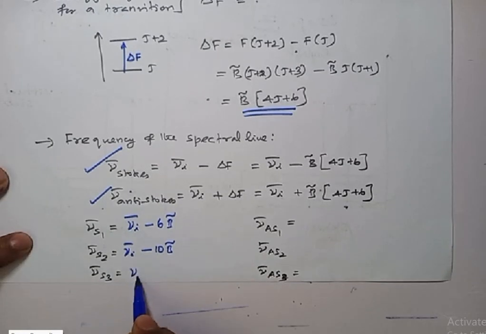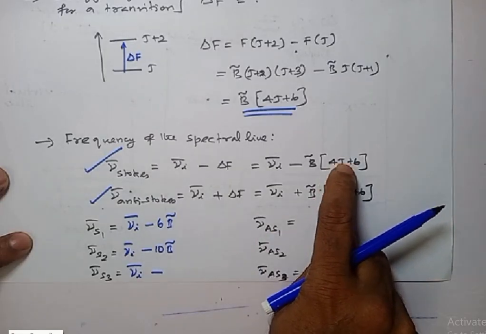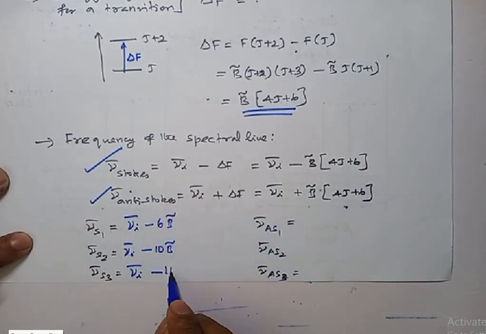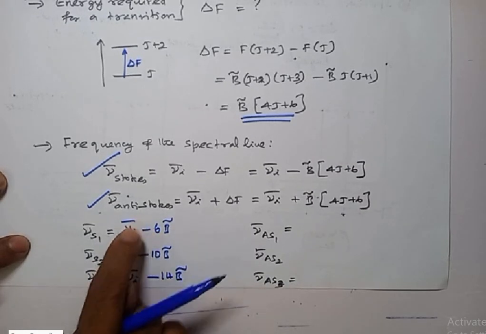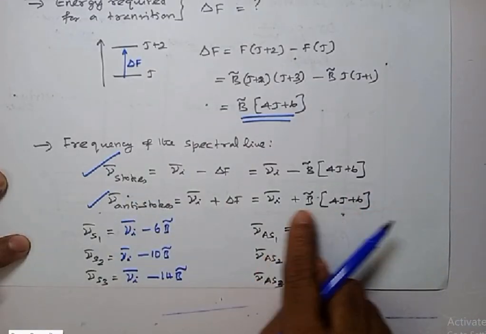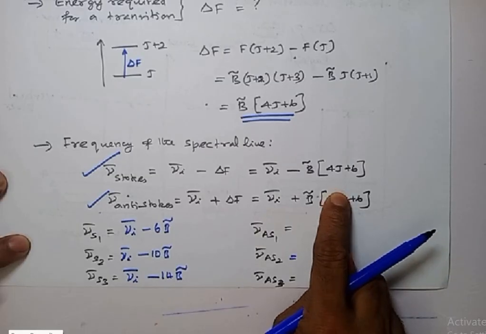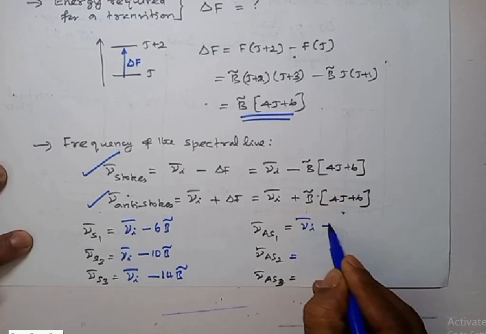Similarly, what about the third Stokes line? For the third Stokes line, nu I bar minus, put J equal to 2. 4 into 2 is 8, 8 plus 6 is 14. So we get minus 14B. At these frequencies, we have the first Stokes line, second Stokes line, third Stokes line. What about the corresponding anti-Stokes lines? For anti-Stokes lines, use this formula. First put J equal to 0. If you put J equal to 0, this becomes 0. We will have 6 here. So 6B. We get nu I bar plus 6B.